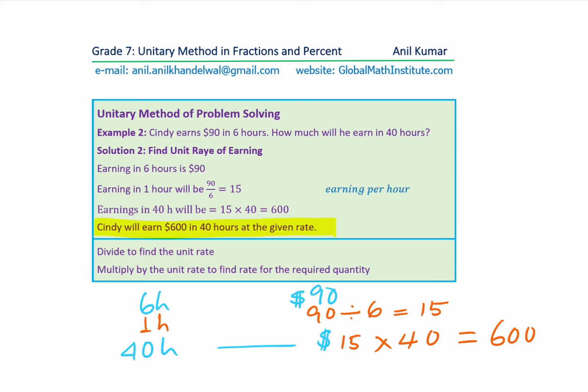So I hope these steps are clear. So you are given some quantity and rate. These two things are related. You have to find the earning per hour.